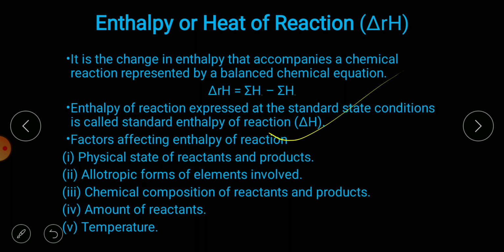Fourth is amount of reactants. Amount means how much of reactants is taken and how much product forms. Like if I'm taking 2 grams, then the product formed is different. If I'm taking 4 grams, then the product formed is different again. And the last is temperature. The temperature is a very crucial factor on which enthalpy or heat of a reaction depends.